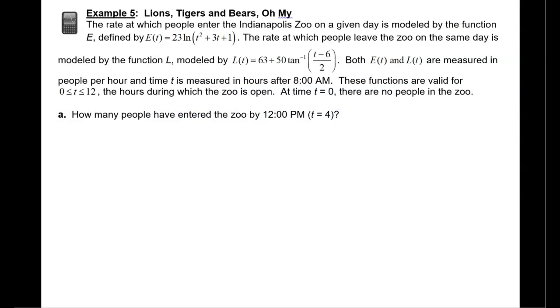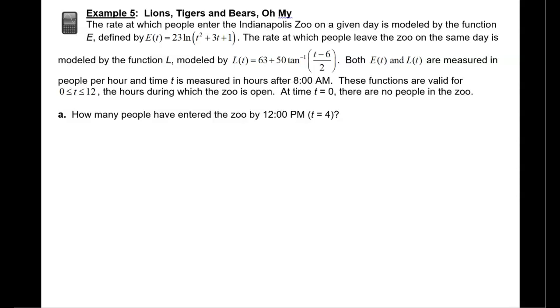This one is easier. So it says the rate at which people enter the zoo and exit the zoo is modeled by that function there. So enter E, leave L. Both E and L are measured in people per hour. So again, E and L both represent rates.